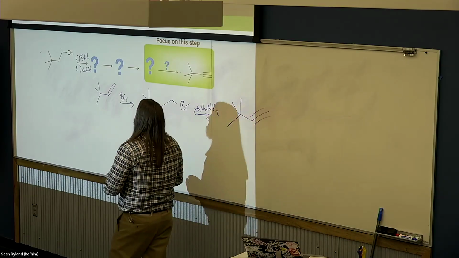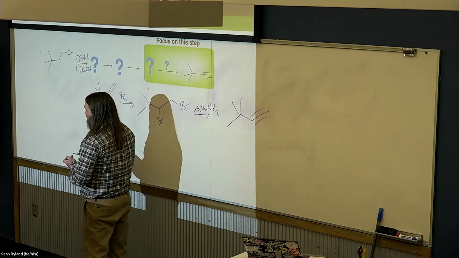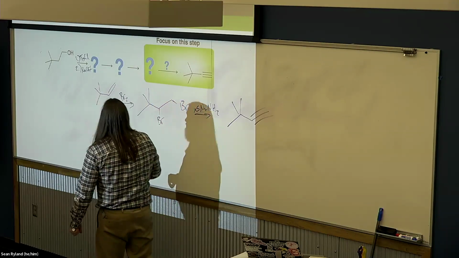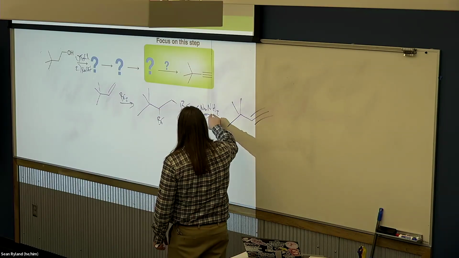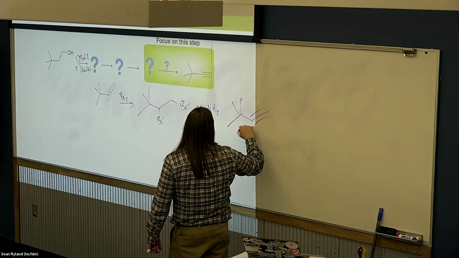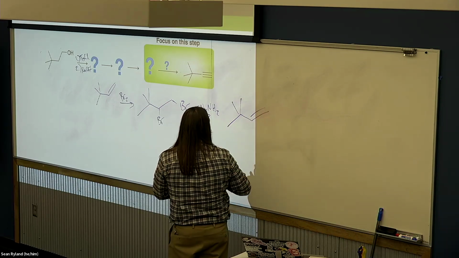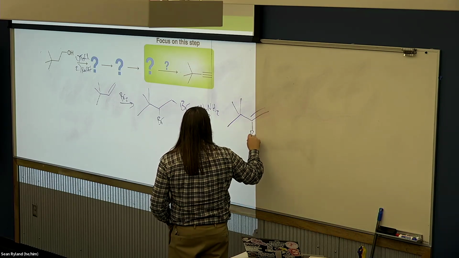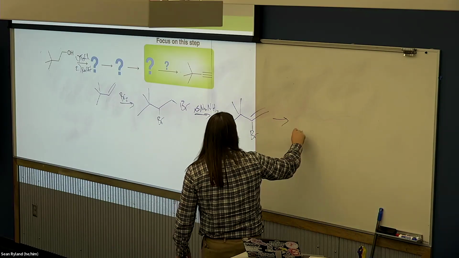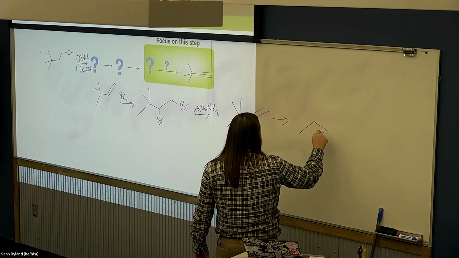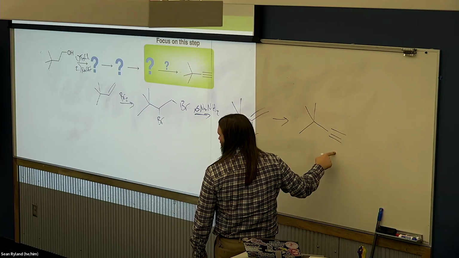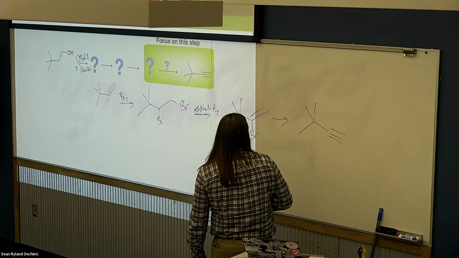So don't get too hung up on the number of arrows here, or the number of question marks. Because once we do NaNH2 once, we would just get this still with the bromine attached, right? And then it does it again to get your final product.